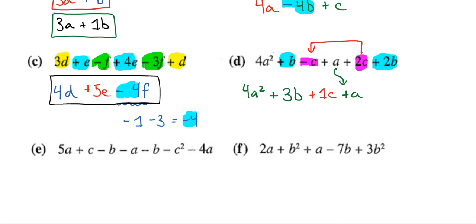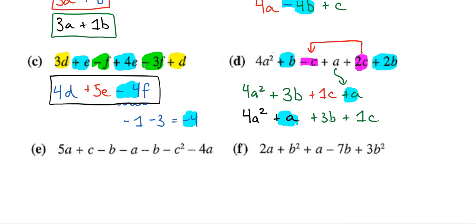And for this kind of question, sometimes you can definitely rearrange the terms too. So another acceptable answer could be 4a squared plus a. I'm going to take this plus a and move that to the front, and then I could have my plus 3b plus 1c. Okay, so feel free to rearrange the terms. These are both acceptable answers.